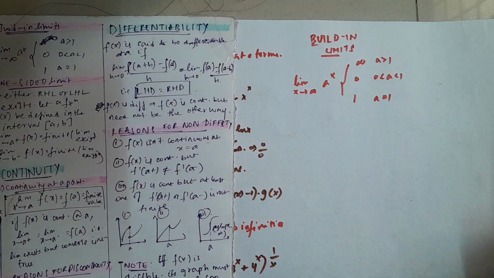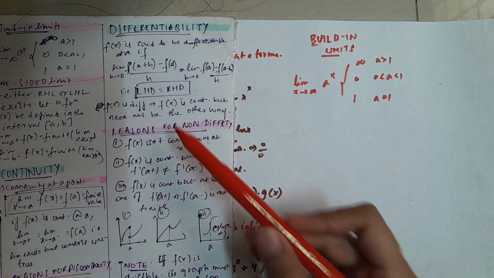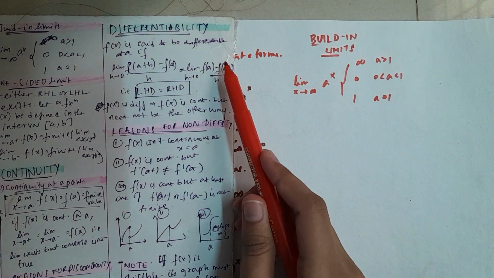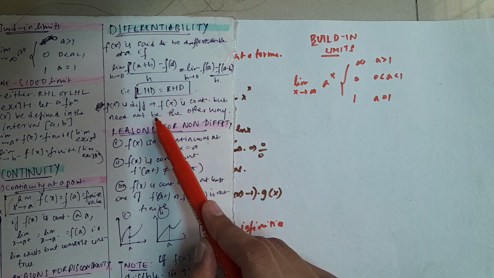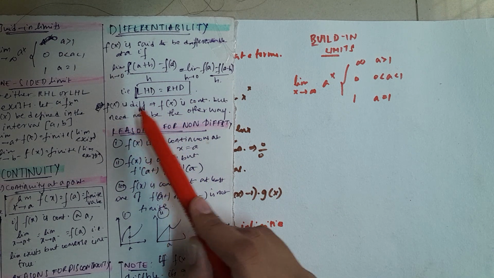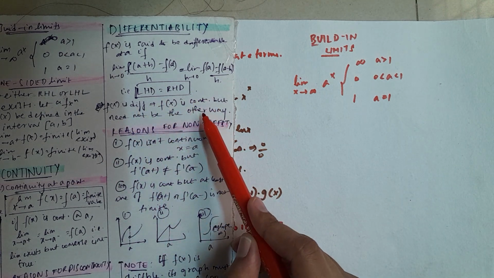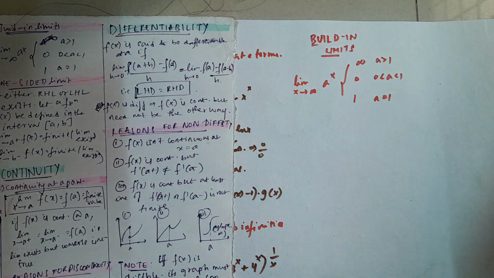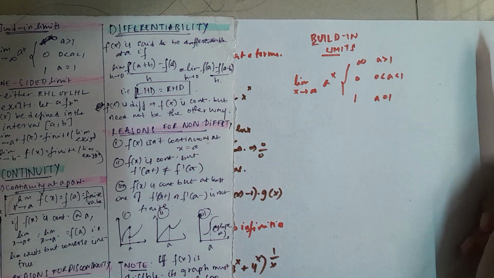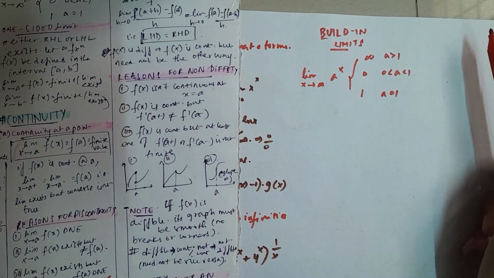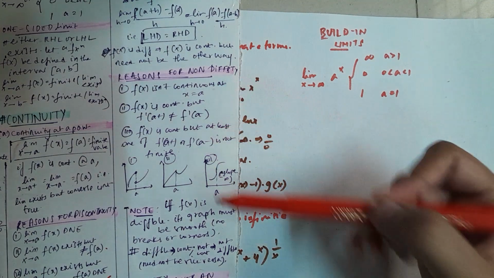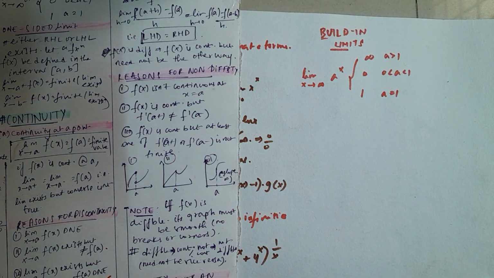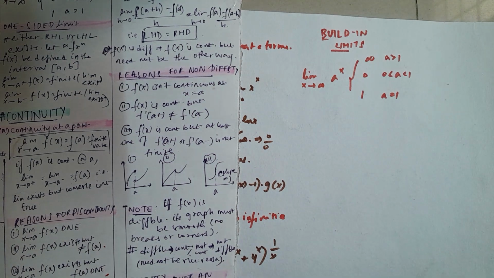Now let's look at differentiability. A function f of x is said to be differentiable if the left hand derivative is equal to the right hand derivative. Also, if a function is differentiable, then it is continuous for sure. But just because it is continuous doesn't mean it's differentiable. Why is that? Reasons for non-differentiability: if a function isn't continuous at a point x equals a, then it can't be differentiated at that point.